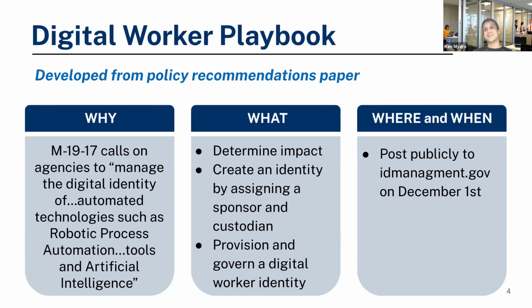So within the playbook and the next couple of slides, you'll see there's 3 distinct steps. It's determining the impact and creating an identity by assigning a sponsor and custodian. And then the last step is provisioning and governing that digital identity. It's cyclic. You go through a cycle. And then where and when. So I wish I could say that we're publicly posting the playbook today. Unfortunately, it's still in communications and review, but it will be publicly posted. And when it does get publicly posted, we'll share it with the community here.